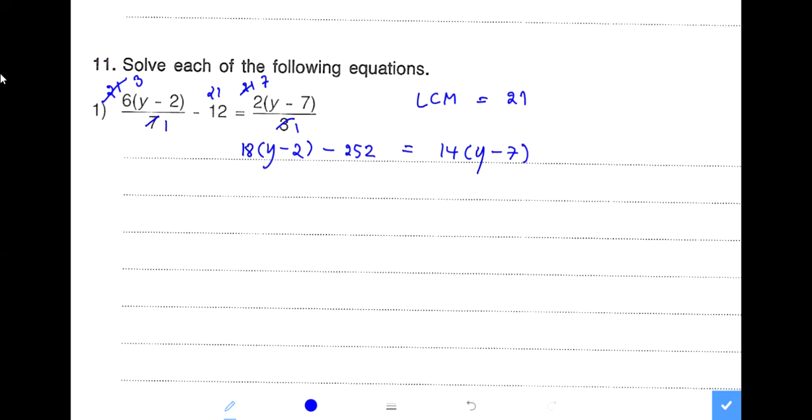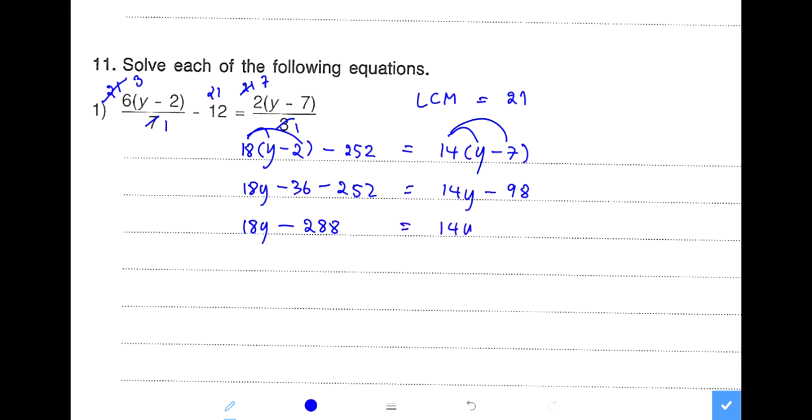Okay, so now we have changed all the fractions to integers. Okay, let's do the math now. Yep, multiplying, 18y, 18 times 2 is 36. Okay, 36. And then minus 252. And this one is 14y, and that is just 28, right? 98. Okay, not 28, 98. Okay, so 18y. Oh, this is a big one, a huge one, right? So it's 288. Okay, 288. And that is 14y minus 98.